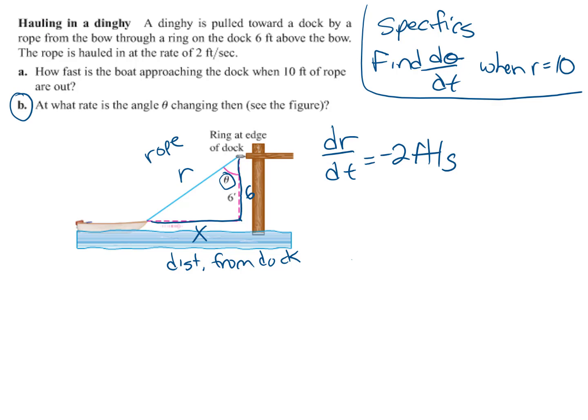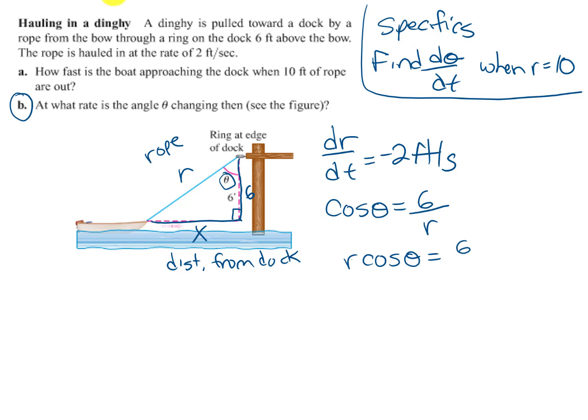So looking at this triangle, we want to make a connection between R and theta, and I can use right triangle trig, and I'm going to use 6 because I know that. That's the adjacent side, and R is the hypotenuse. So I know that cosine theta is going to be adjacent, 6, over hypotenuse, which is R. Now I'm going to get rid of the fractions and write it as R cosine theta equals 6. Now, this is my connection between R and theta.